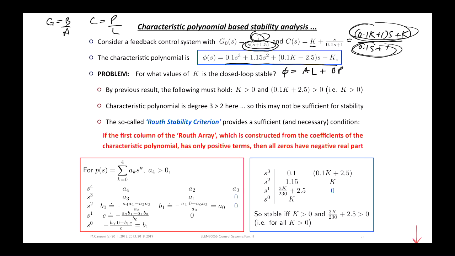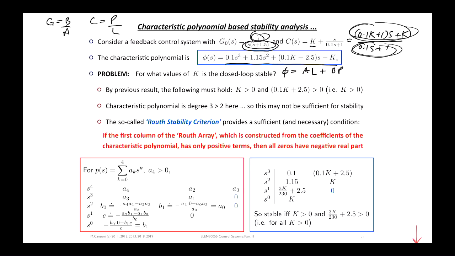Okay, and once you've built the array, the test for when all the zeros lie in the left half plane is that in the first column of this array, all of the numbers have to have the same sign. So again, if we've normalised the coefficient of the highest power of s to be 1, that'll be a positive number, and we'll need all of the first column of this so-called Routh array to be positive numbers. And if that's the case, then you know that all the zeros will lie in the left half plane. So it's a sufficient condition.